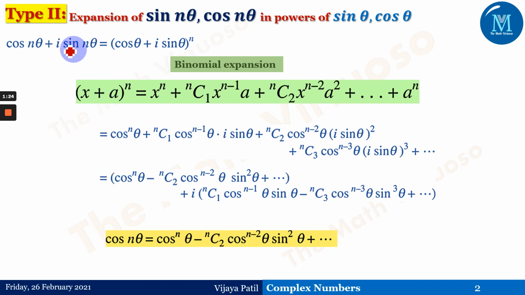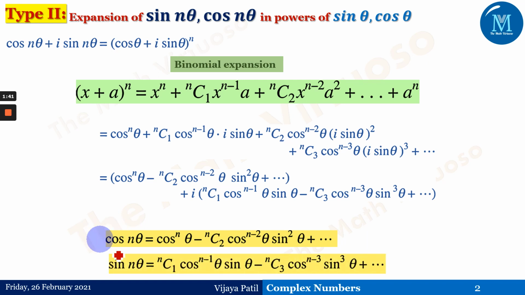If we compare both sides, cos n theta is given by the real part of the right-hand side complex number, which is cos to the power n theta minus nC2 cos to the power n minus 2 theta sin square theta, and so on. Similarly, sin n theta is nC1 cos to the power n minus 1 theta sin theta minus nC3, and so on.